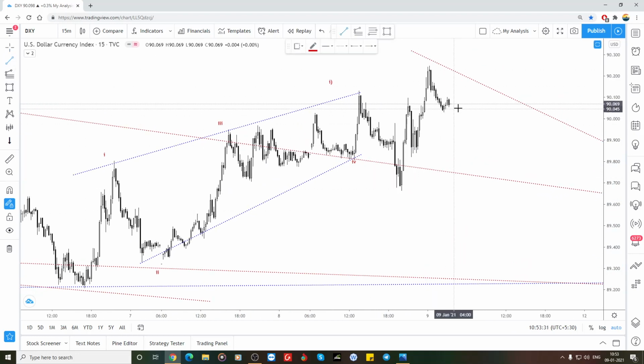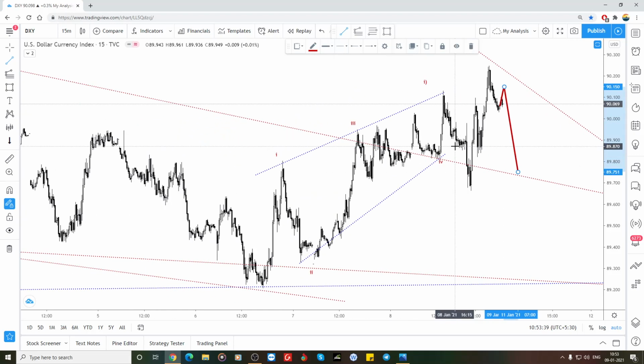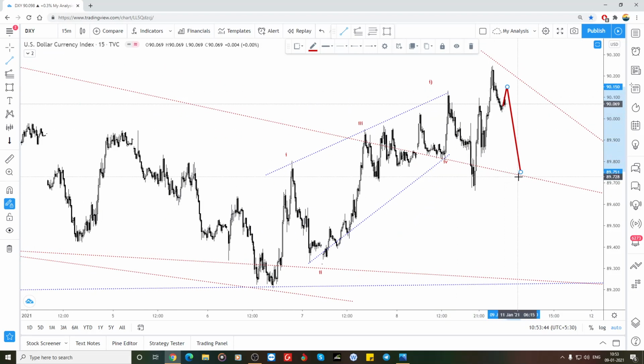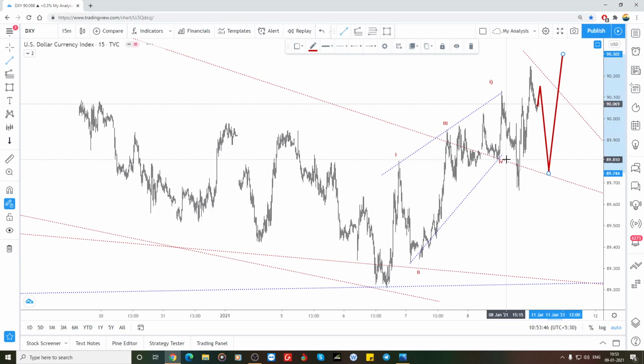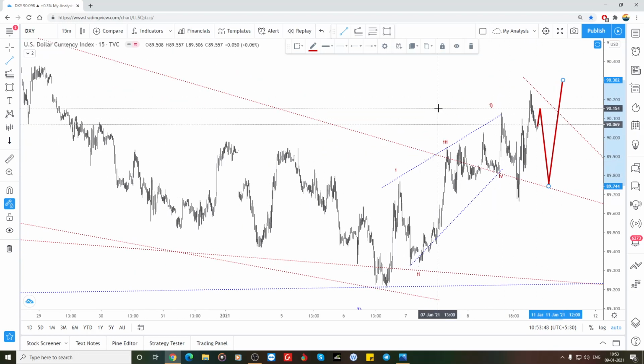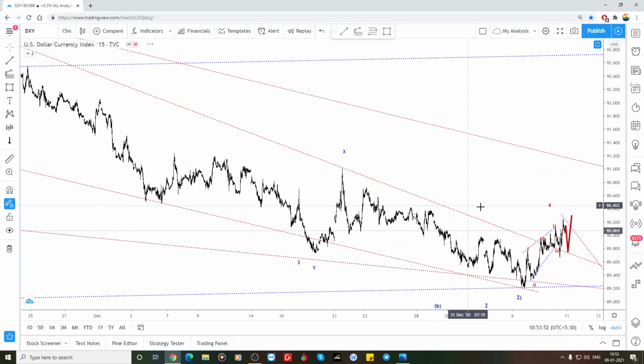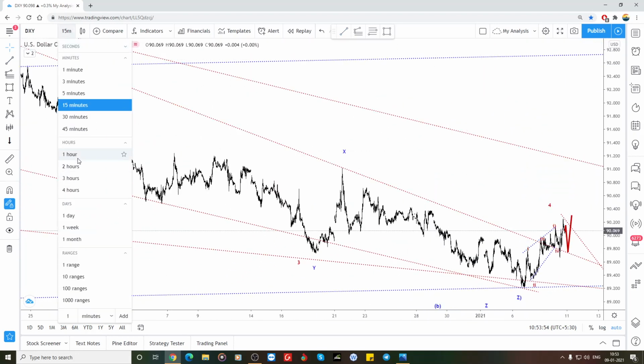So I think on Monday it will go like this, and then again it may drop. So this could be an irregular flat of 2, and then it has to go above, the bullish scenario. So this is my idea in DXY.